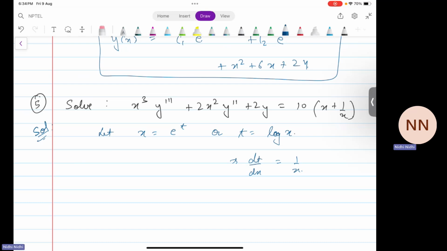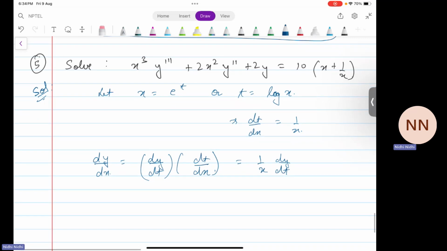So dy by dt would be dy by dx times dx by dt. We want to replace dy by dx. Now this dy by dx is equal to dy by dt times dt by dx. This is a basic chain rule, which is 1 by x dy by dt.